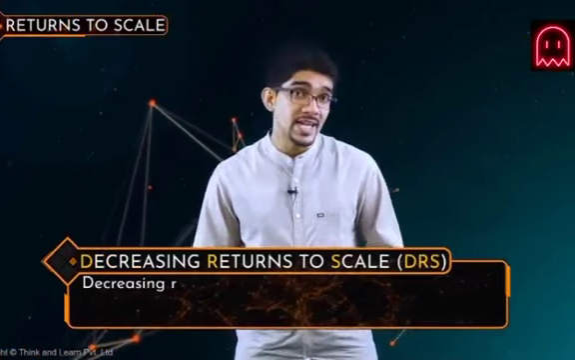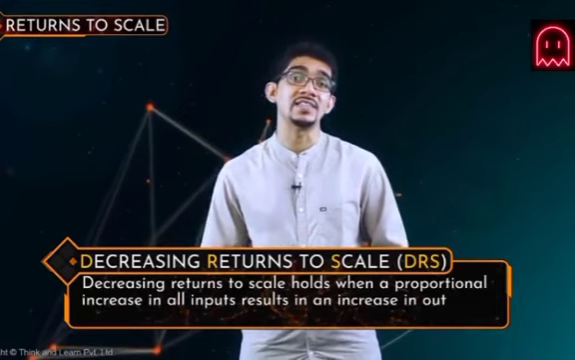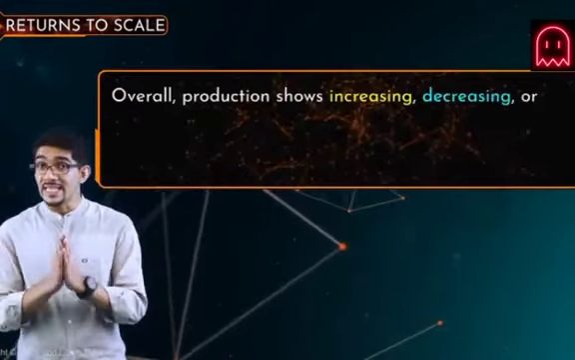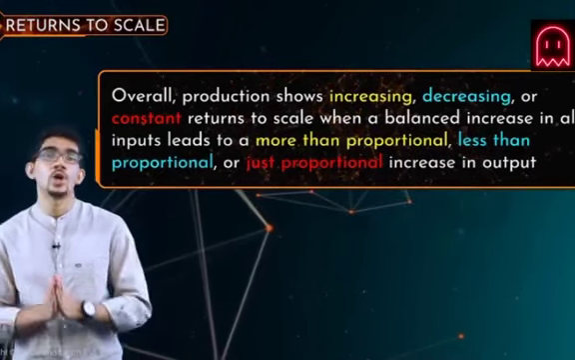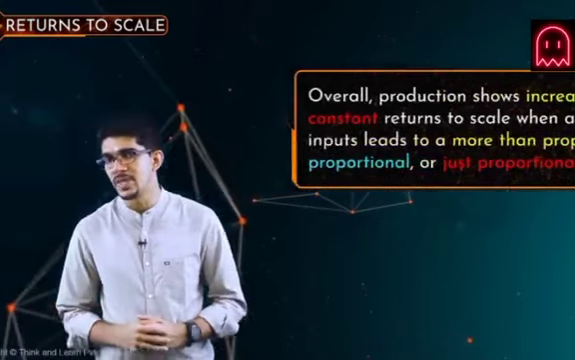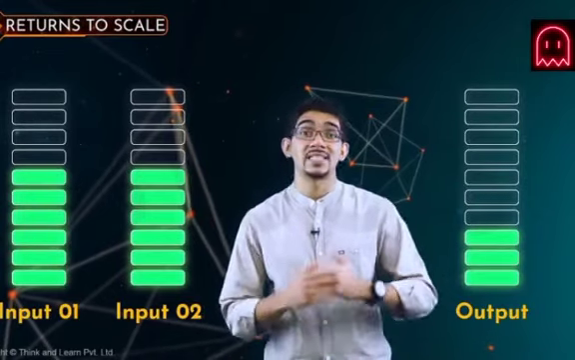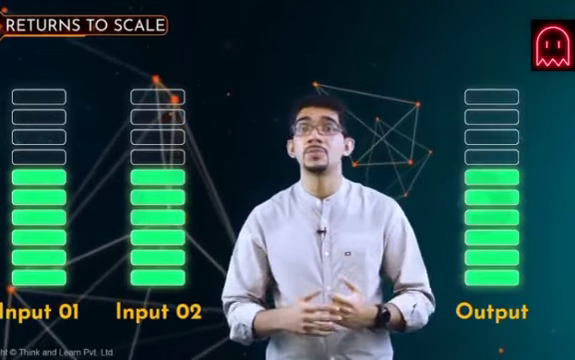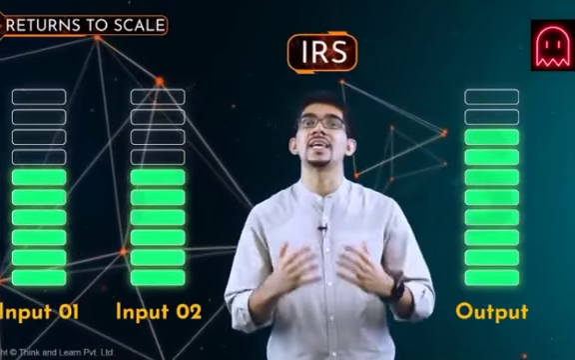Decreasing returns to scale, DRS, holds when a proportional increase in all inputs results in an increase in output by less than the proportion. Overall, production shows increasing, decreasing or constant returns to scale when a balanced increase in all inputs leads to a more than proportional, less than proportional or just proportional increase in output. For example, suppose in a production process all inputs get doubled. As a result, if the output gets doubled, the production function exhibits CRS. If output is less than doubled, then DRS holds. And if it is more than doubled, then IRS holds.